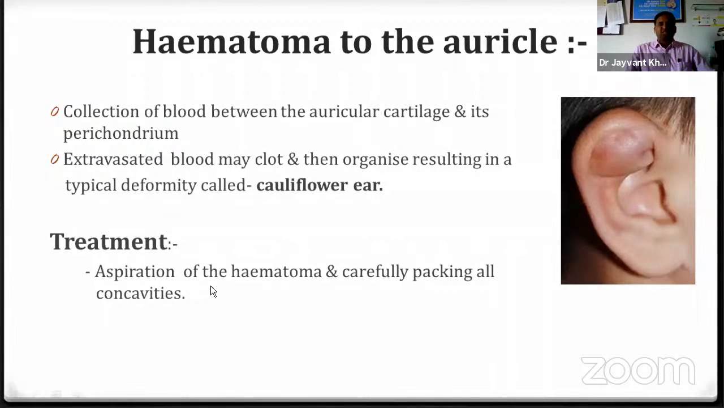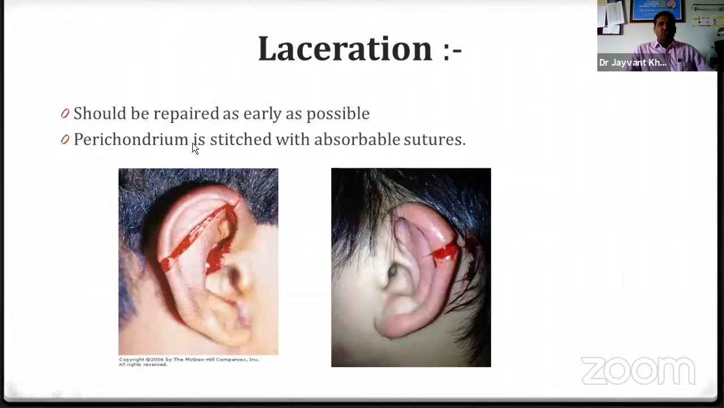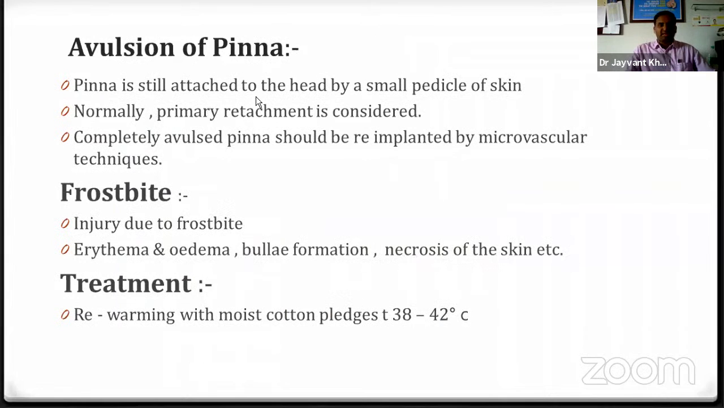Treatment: aspiration of the hematoma and carefully packing all concavities. Lacerations should be repaired as early as possible. In traumatic lacerations, the perichondrium is stitched with absorbable suture. In avulsion, the pinna is still attached to the head by a pedicle of skin; normally primary reattachment is considered. A completely avulsed pinna should be implanted by microvascular techniques.